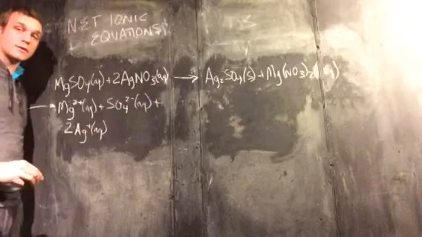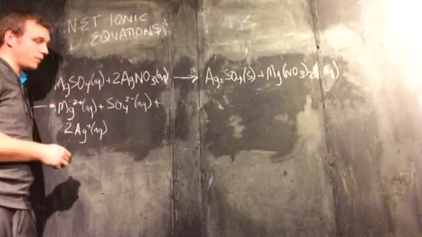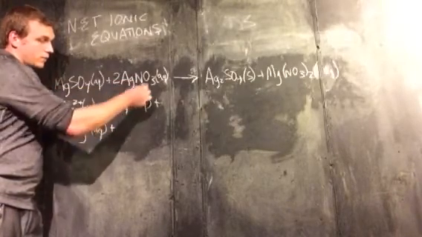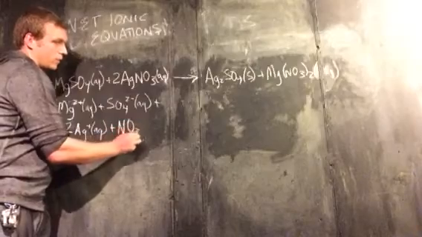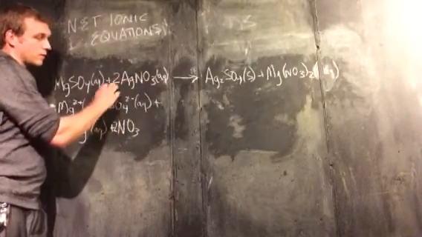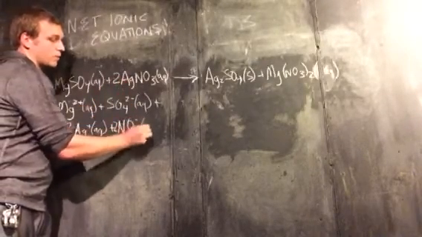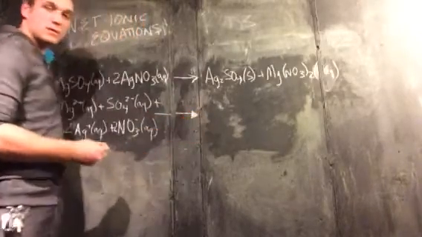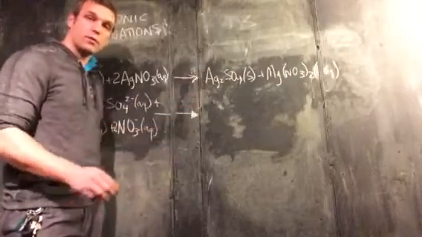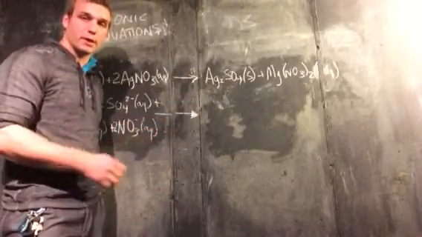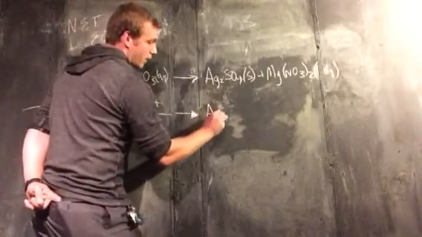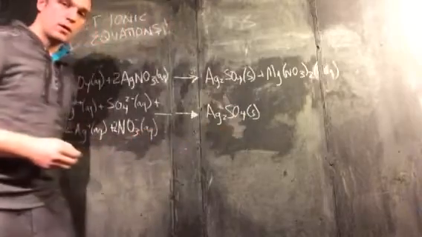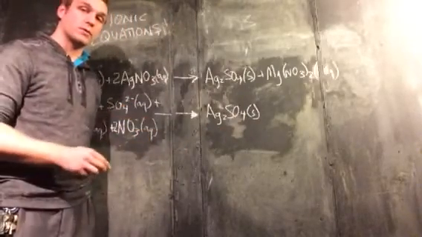The charges I'm getting from the periodic table; silver, zinc, and aluminum you have memorized. Nitrate, all your polyatomics, you also know. So nitrate, we have two of them, and those are aqueous. And this will give us silver sulfate, which is a solid. Remember, solids you cannot split up, so I won't be splitting up the solid. I'm just going to leave it, Ag2SO4.